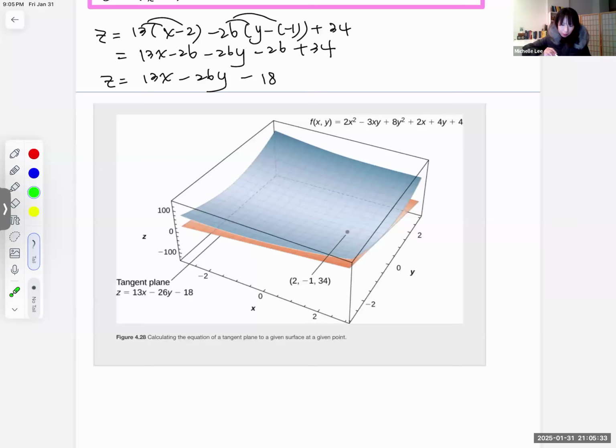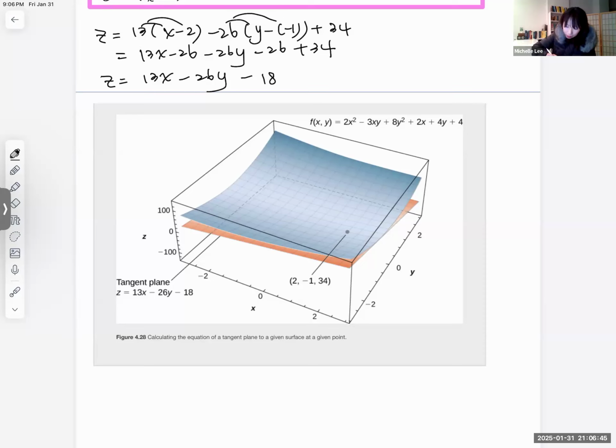Okay, so here is the plane. We have also the tangent plane. So we call this a surface, right? So this is a surface. And then we have a point, right? So we have one more point. So basically x naught, y naught, z naught, right? So how do we get the z naught? We just substitute 2 and -1. Then we get the 34, right?